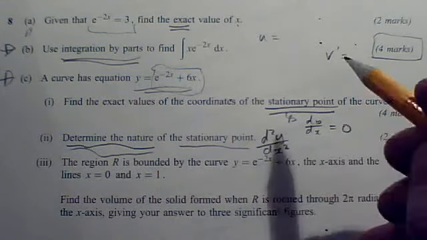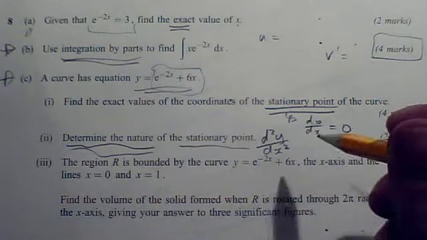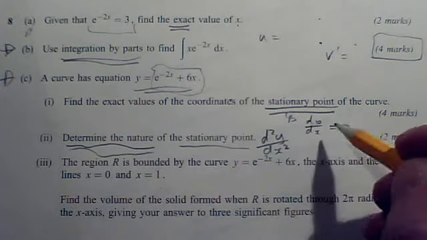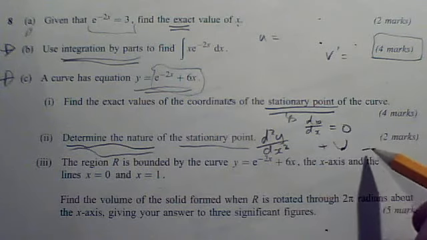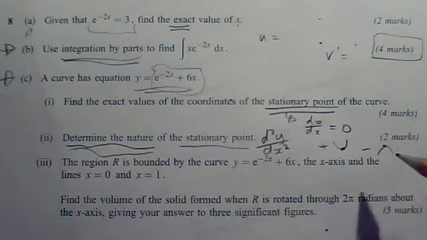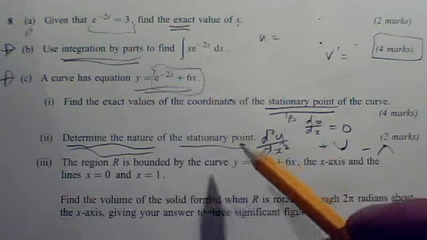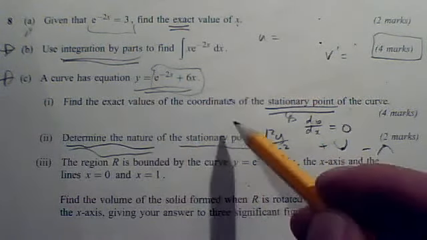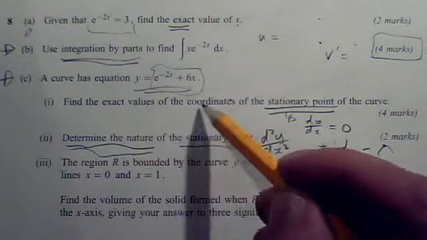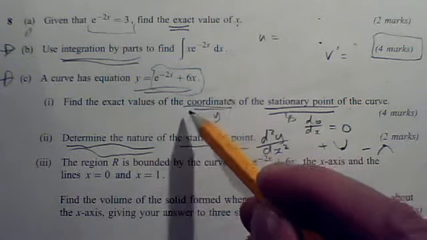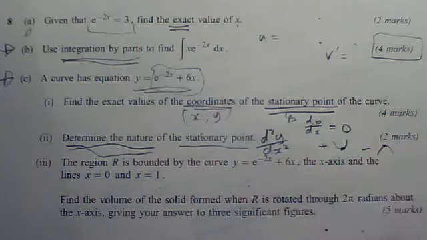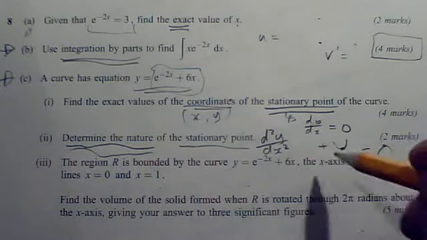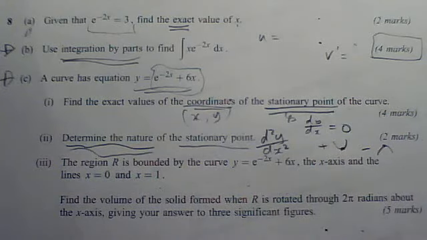Whether that's positive or negative tells you what you've got. Positive, you're thinking smiley face, so it's a minimum. Negative, you're thinking sad face, so it's a maximum. So the sign of d2y by dx squared, for the particular x value you found, we want the coordinates, that's an x and a y, remember. For this particular x value, substituted into d2y by dx squared, look at whether it's positive or negative and find out what kind of stationary point you've got.